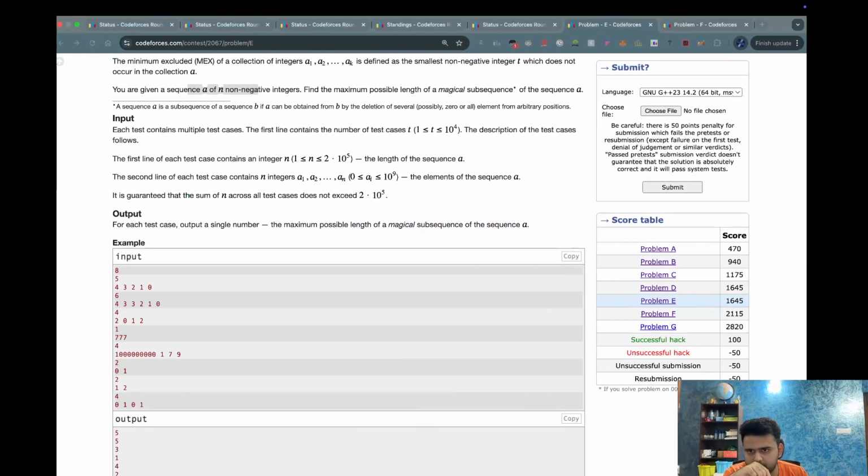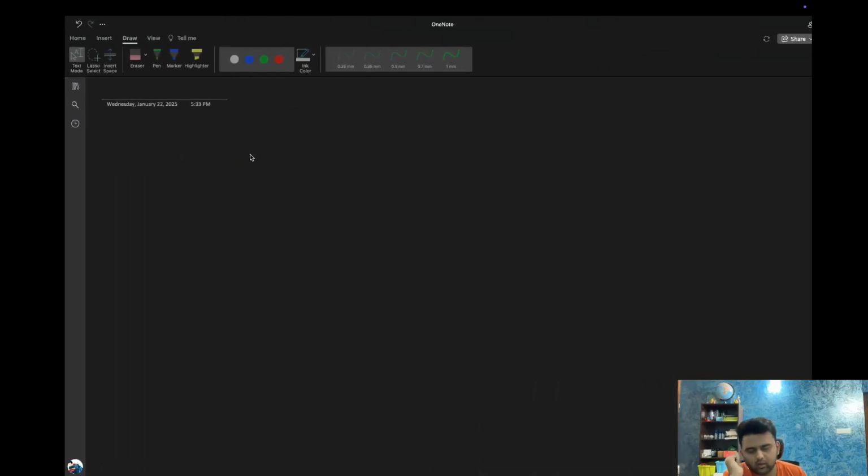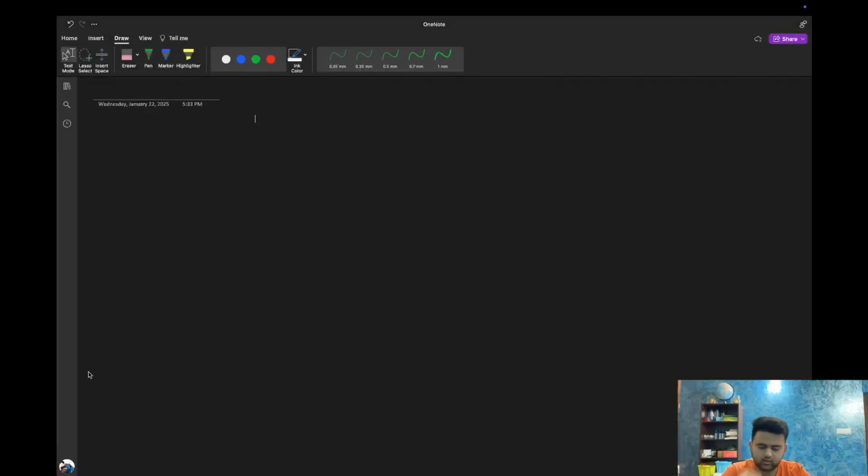Okay, let's look at their examples. Why do I have to break my head? First, the sequence 4 3 2 1 0 is magical since min of 4 3 2 1 0 is... Okay, right. Descending order is always a magical permutation. Okay, now I get some idea.